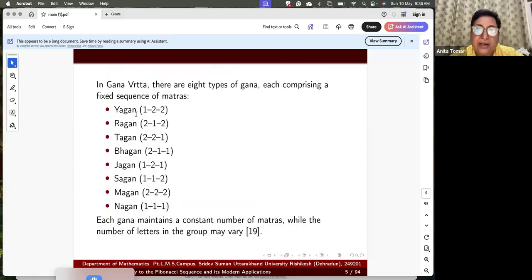In Ganavrata, there are 8 types of Gana, each comprising a fixed sequence of matras: Yagana, Ragana, Tagana, Bhagana, Jagana, Sagana, Magana, and Nagana. You can see that each Gana maintains a constant number of matras while the number of letters in the group may vary, like here: 122, 212, 221, 211, 121, 112, 222, 111.